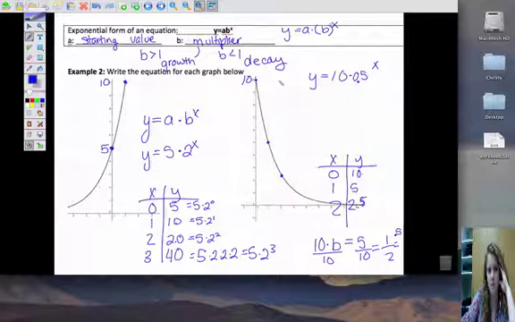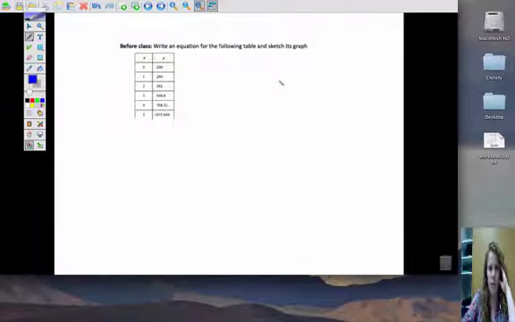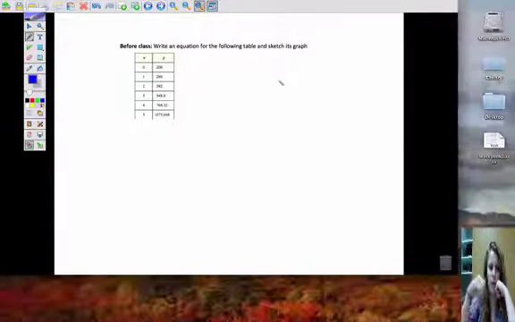All right. So before class, try to write an equation for the table here in exponential form and sketch its graph. So kind of get a nice sketch of what's going on in that function. You don't have to mark it all out. Just draw a nice sketch and give me maybe the y-intercept and a couple points.